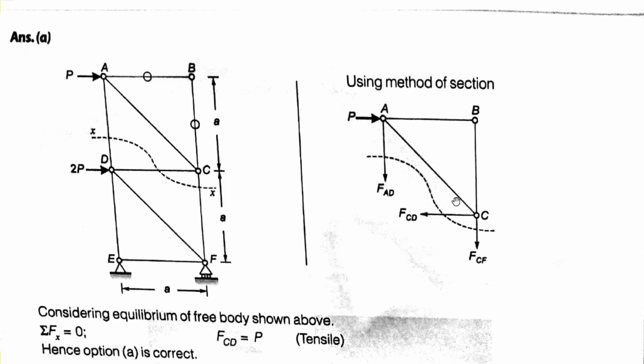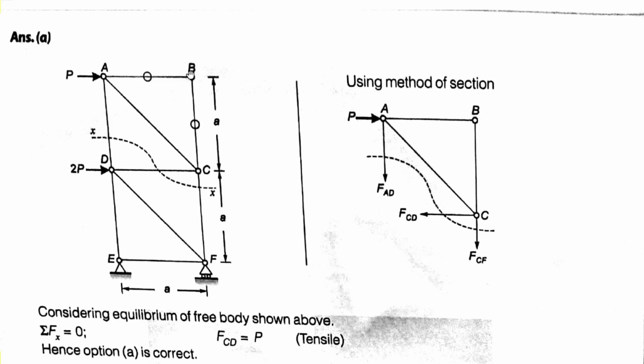And you see here, members BC and BA carry zero force, as denoted by zero, because you know that at this B joint no support reaction and no external load is acting, and members BA and BC are non-collinear.